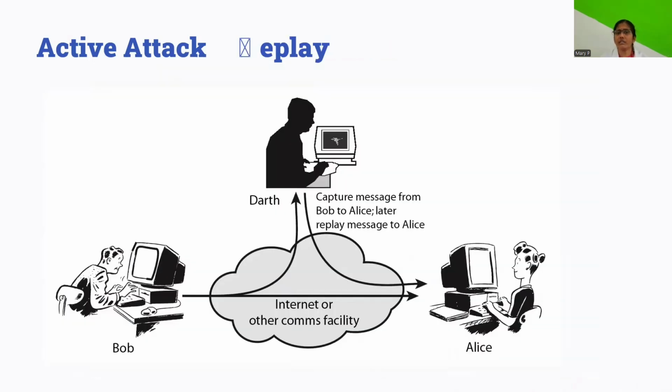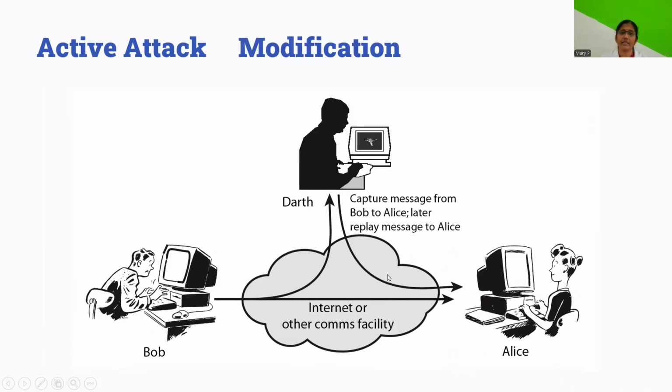Then the next one is replay. In replay, Bob sends information to Alice. During the transmission, an opponent reads the message and later sends the information to Alice. Actually, Bob sent the information to Alice. During the transmission, the opponent captured that information and replays the message to Alice later, not immediately. This is called replay.